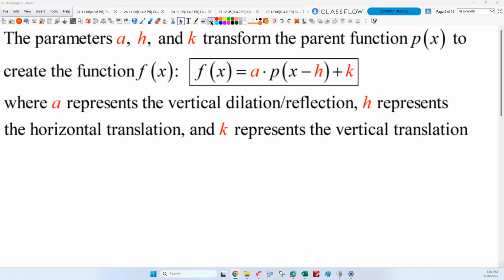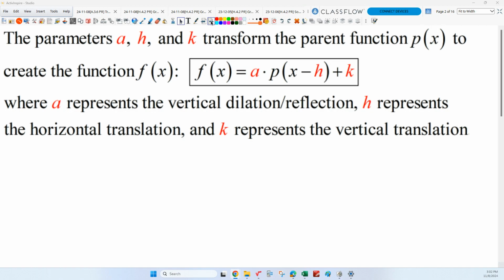H is the number that we're going to subtract. This is what messes people up. We're going to subtract it from X inside the function. That's the horizontal translation. What does translation mean? To slide something around. So that means we're going to slide the parent graph horizontally by a distance of h. And k is the vertical translation, so that's how far we're going to slide our graph vertically. Okay? And k is the number that's added to the function outside of the function.